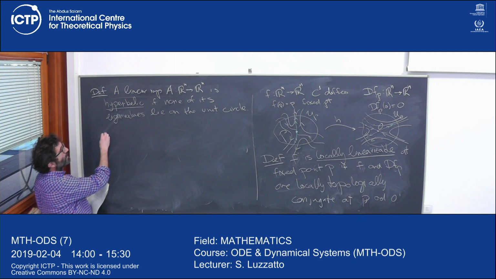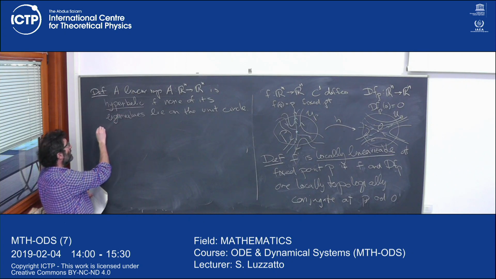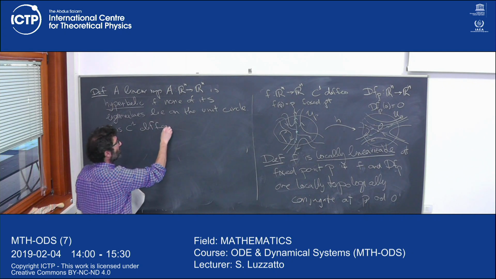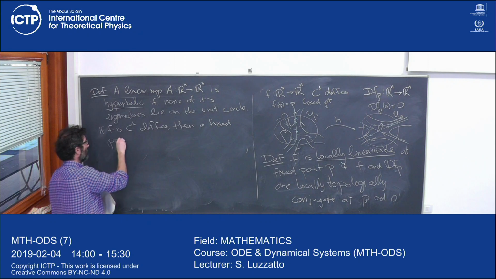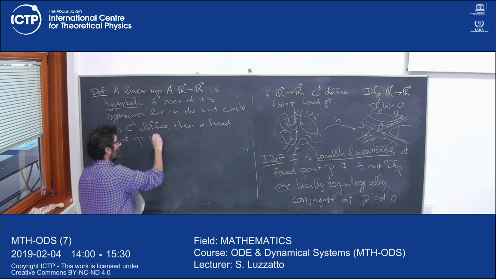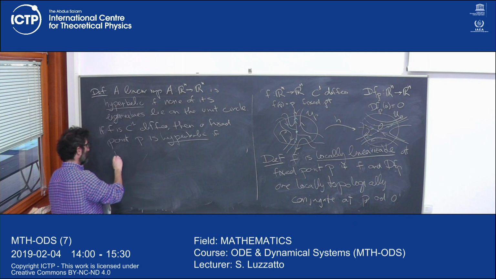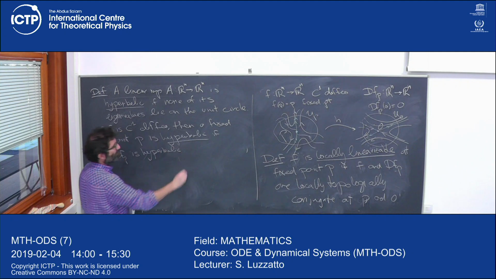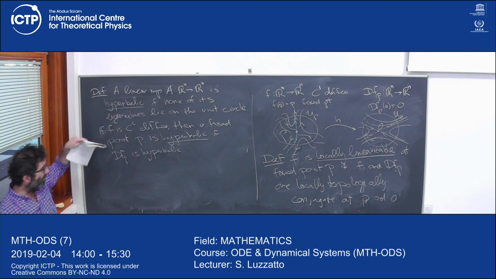And then we say that, yes, this is for the linear map, which is the derivative, and then if f is a C1 diffeomorphism, then a fixed point P is hyperbolic if the derivative df of P is hyperbolic. So you have a fixed point, you look at the derivative df of P, that's a linear map. You check if this linear map is hyperbolic, then you say that the fixed point is hyperbolic.